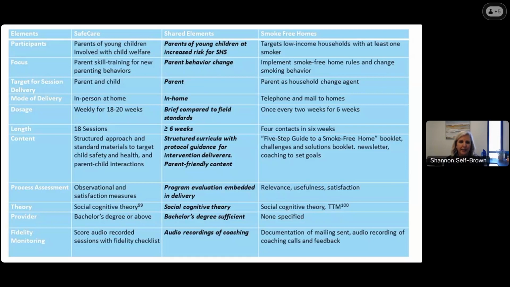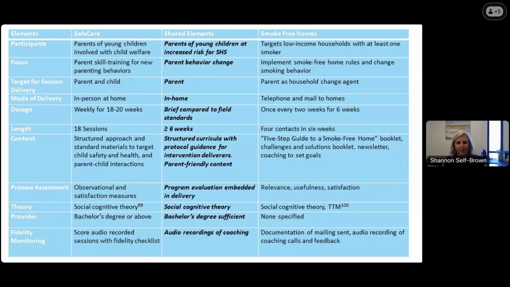So we were really excited when we engaged in this exercise because we did find a lot of shared elements of the 2 programs, including who we target, which is the parents of young children. Both could be delivered in the home setting. The timing of our programs really aligned well because the smoke-free home program is delivered across 6 weeks, and that aligns perfectly with the Safe Care modules that we have that are part of the program.